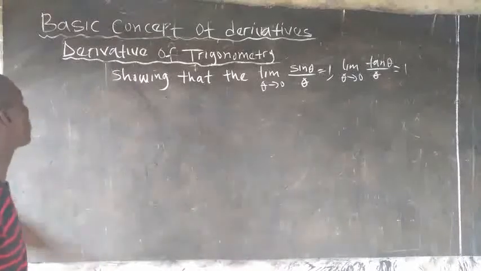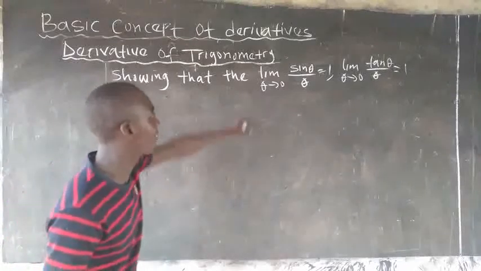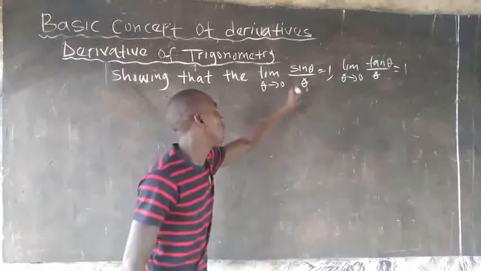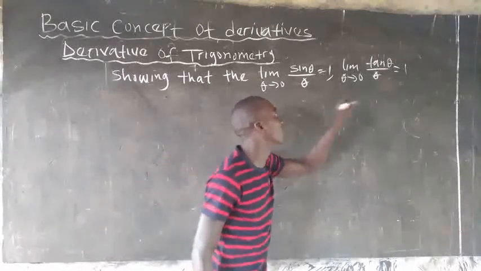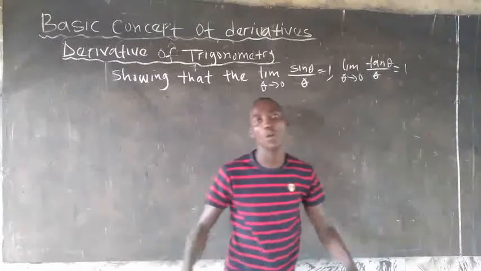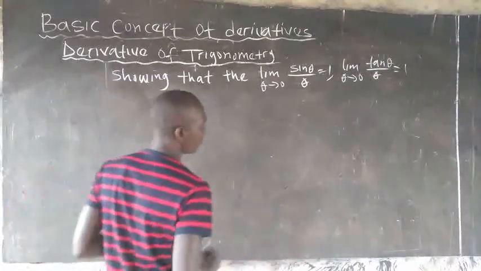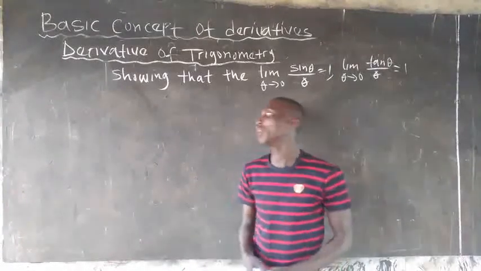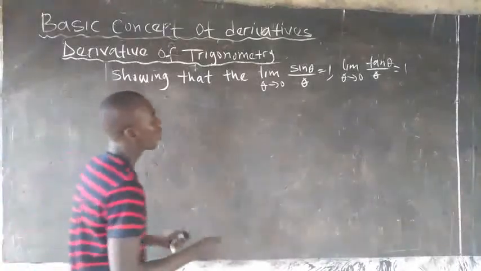Today we are going to be dealing with the derivative of trigonometry, showing that the limit as theta approaches 0 of sin theta over theta equals 1, and the limit as theta approaches 0 of tan theta over theta equals 1. I'm starting from this basic concept because I'm still dealing with the basic concept of derivative. So before you can do this, you are going to draw a diagram.